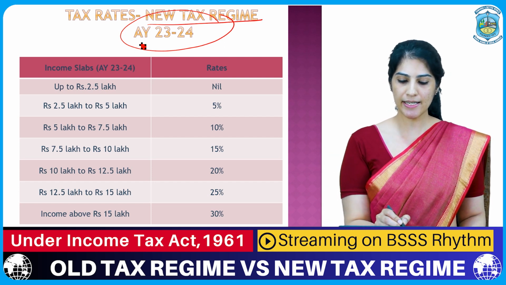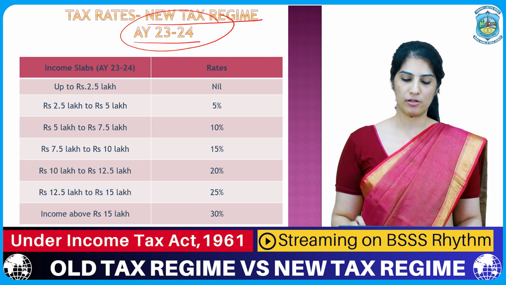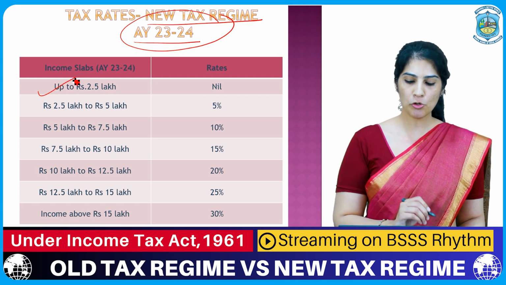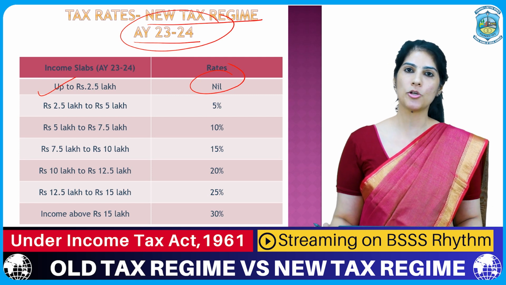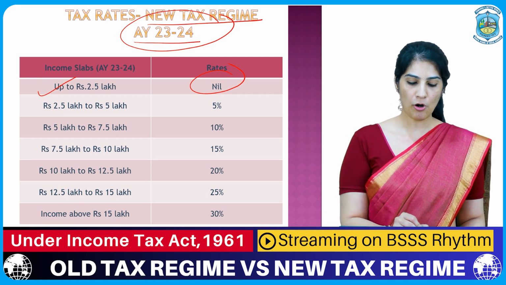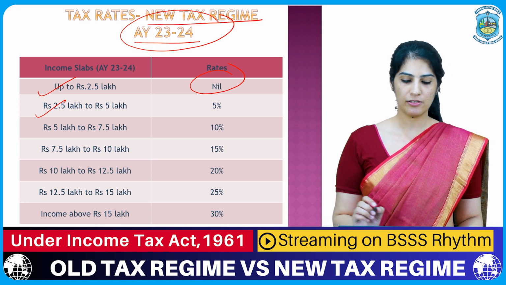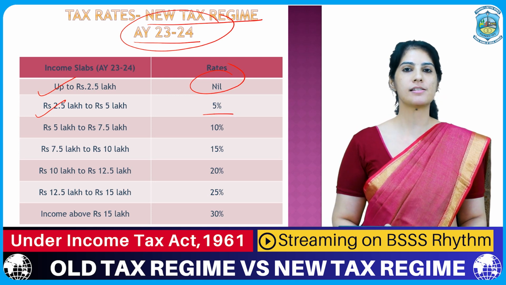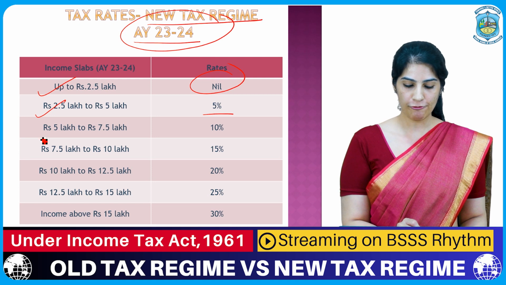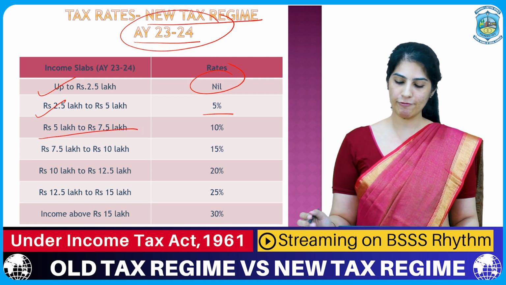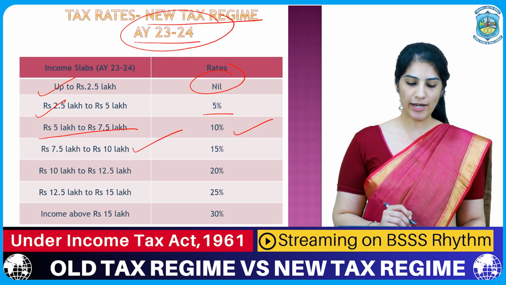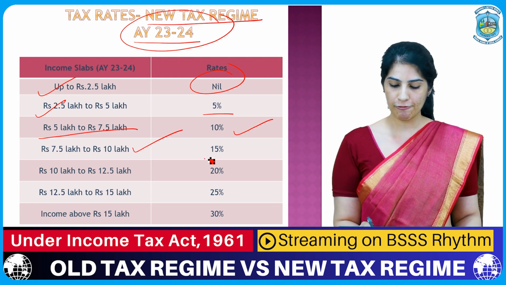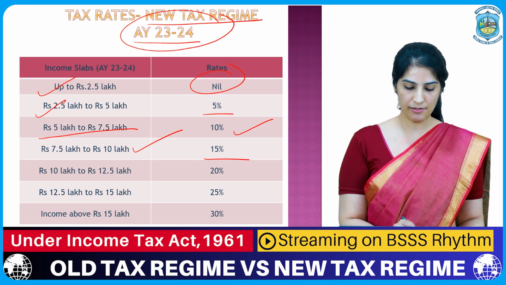So for assessment year 23-24, the rates are: up to 2.5 lakh, no tax will be charged under the new tax regime. From 2.5 lakh to 5 lakh, 5% is applicable. From 5 lakh to 7.5 lakh, 10% is applicable. 7.5 lakh to 10 lakh, 15% is applicable.